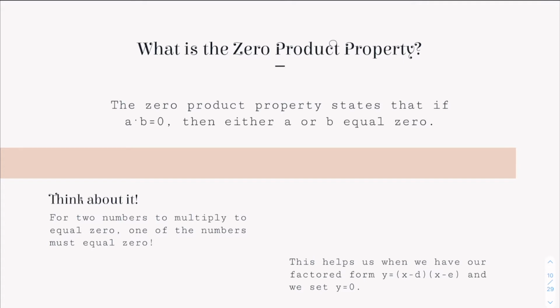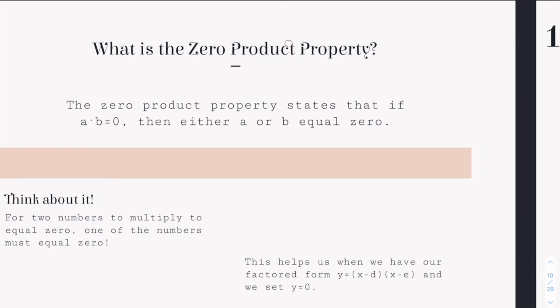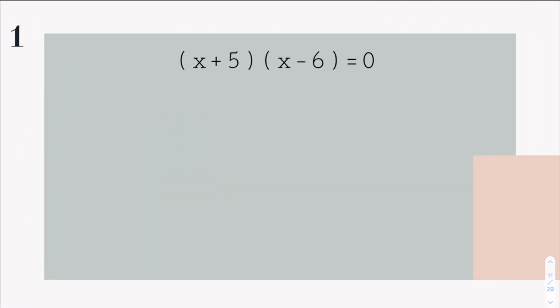And this helps us when we have our factored form, because we know that x-intercepts have a y-coordinate of 0, and we've already looked at the x-intercepts to be our solutions. So if we just set y equal to 0, then we can use that zero product property. So let's look at our first example. Here we have our factored form set equal to 0.